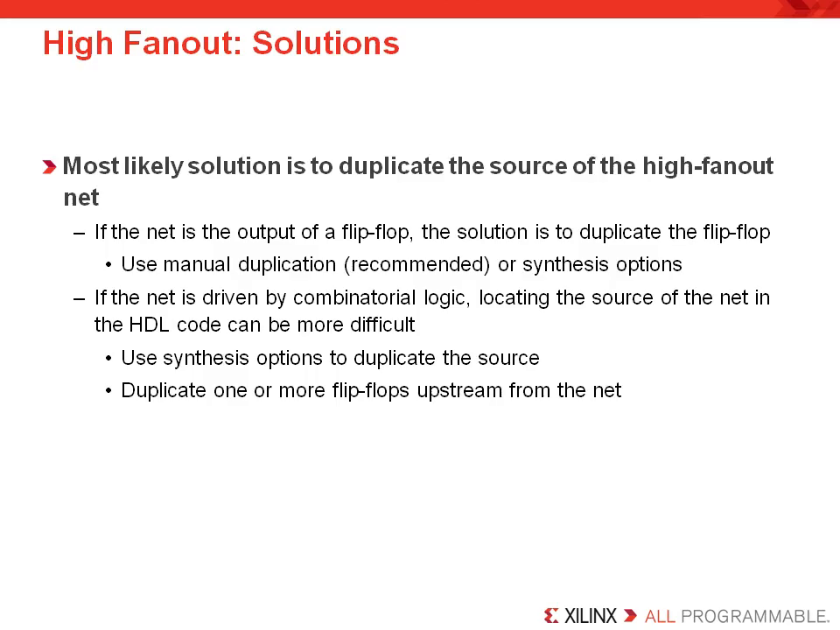If the net to be duplicated is the output of a flip-flop, the solution is to duplicate the flip-flop. You could use manual duplication or the automatic logic duplication synthesis option. If you cannot do the manual duplication, you could enable your synthesis tool to try it. If the net is driven by combinatorial logic, locate the source of the net in your HDL code and consider duplicating the entire component. This will require more logic, but again, it will help you get timing closure.